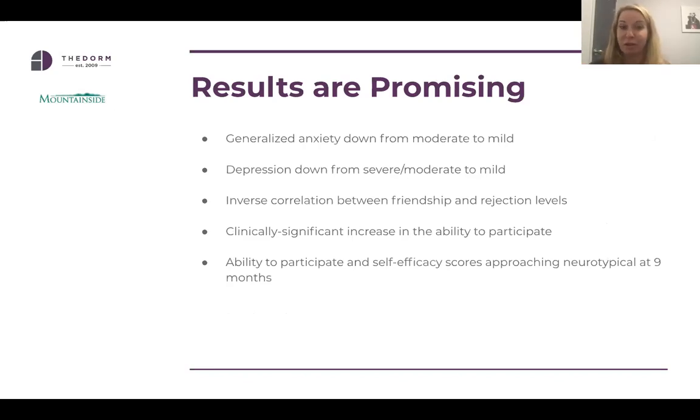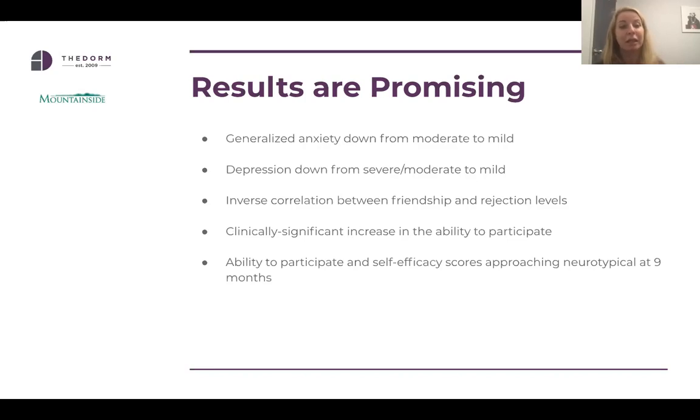And initial results are showing that generalized anxiety has gone from moderate at intake to mild. Depression, which started at either severe or moderate levels, is now down to mild. There is an inverse correlation between friendship and rejection levels, which we expected. When people feel less rejected by the world around them, they also tend to report more satisfaction and higher scores on their friendship assessments.